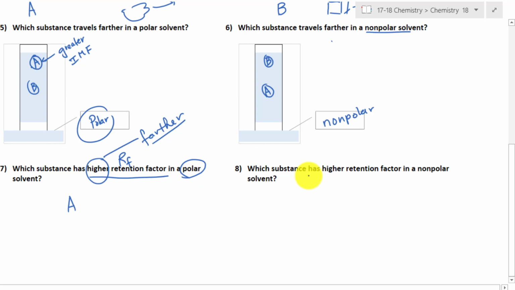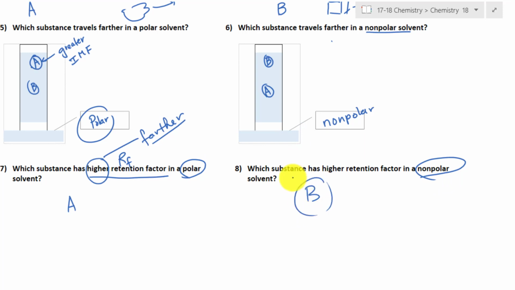And then if we look at number 8, which substance has a high retention factor in a nonpolar solvent? Not a polar, but a nonpolar. So in this case, which one travels farthest in the nonpolar solvent? And the answer is B. So that's how you look at chromatography analysis and apply it to understand the properties of different substances.